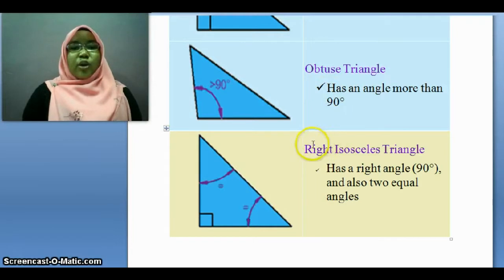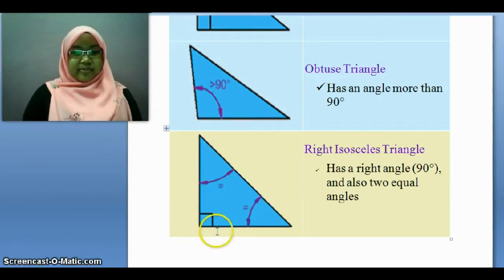Finally, we also have right isosceles triangle. Right isosceles triangle have 3 sides and 3 angles. Special about right isosceles triangle, it has a right angle, 90 degrees, and also have 2 equal angles at the right side and the left side.